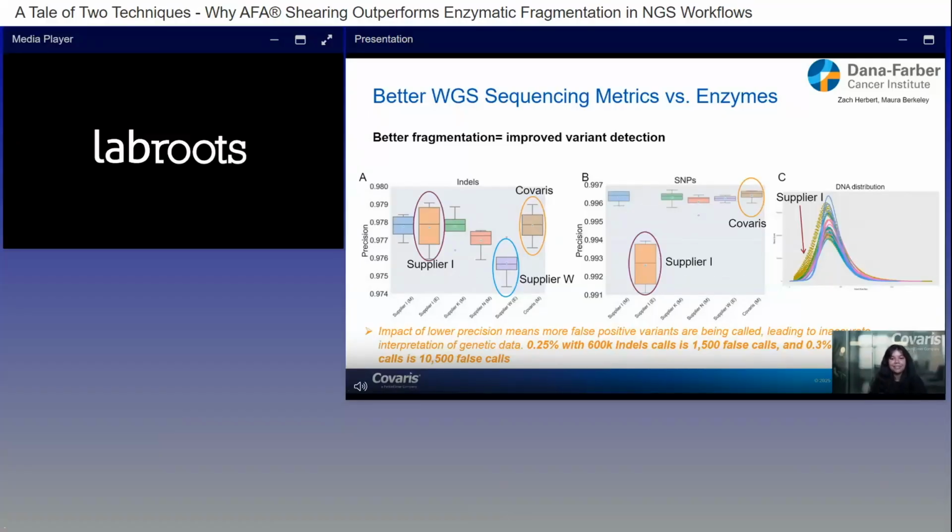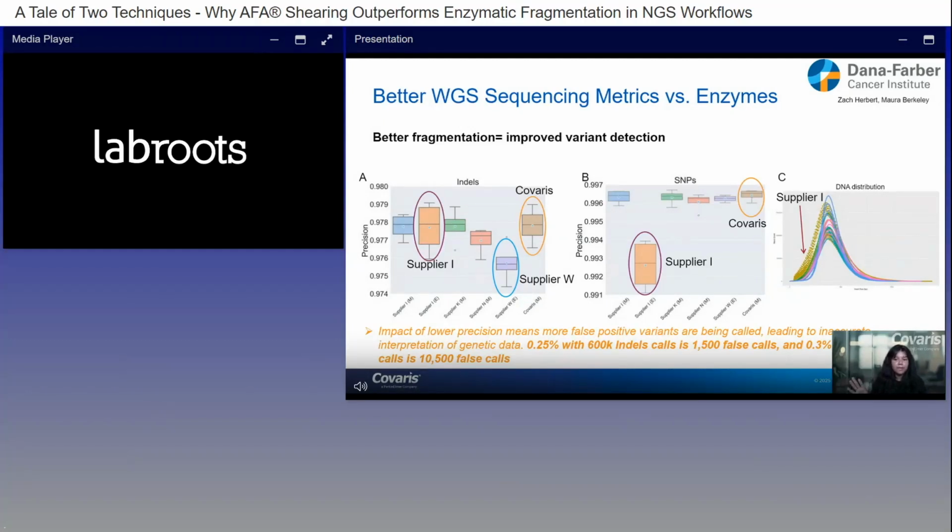Now, you might take a look at this data and specifically take a look at the y-axis of figures A and B and wonder what the real impacts are of these minute differences in precision. And one thing I'd really like to emphasize is that when you're working at large scales, every decimal point counts. So if we were to look, for example, at supplier W in figure A, we can see that this 0.25% decrease in precision across something like 600,000 indel calls would be about 1,500 false calls.